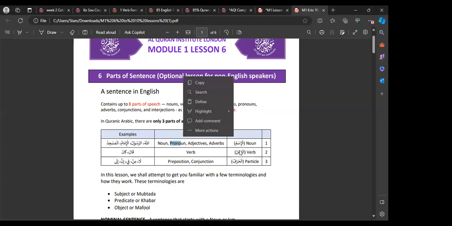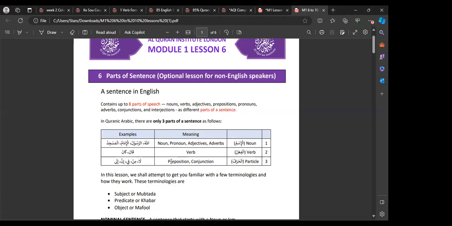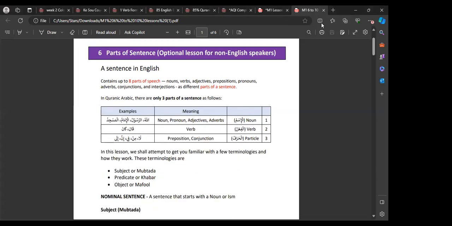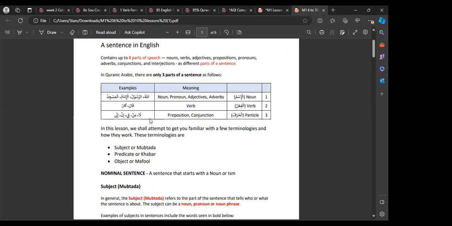Verbs and particles, you have prepositions and conjunctions and more. They fall under harf or particle. So Arabic is a bit easier to analyze. When we're looking at sentences, I would say it's easier than English. Alhamdulillah.